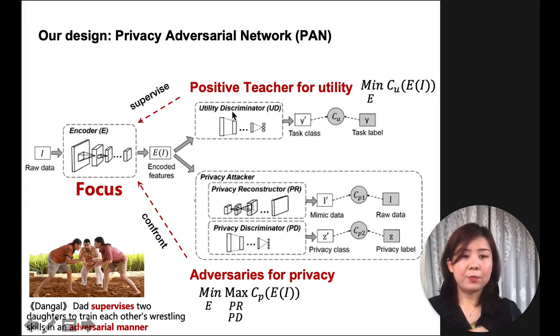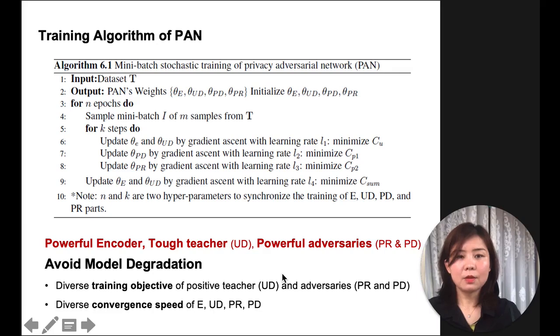It employs a utility discriminator as the positive teacher to supervise the training of the encoder, and employs adversaries to confront the training of the encoder. And we hope a powerful encoder must come from a tough teacher and two powerful adversaries. So we present a new training algorithm of PAN to avoid model degradation.